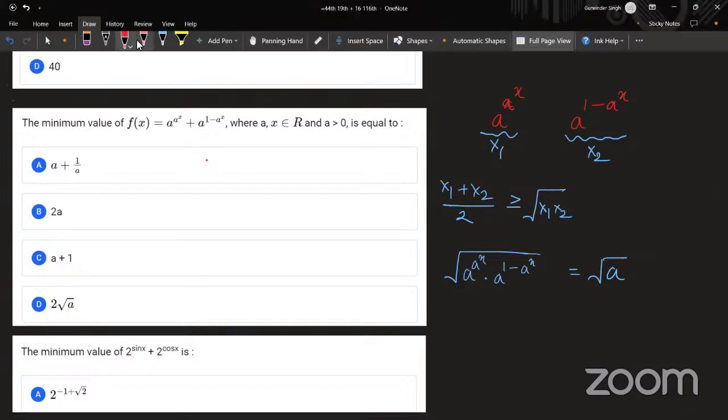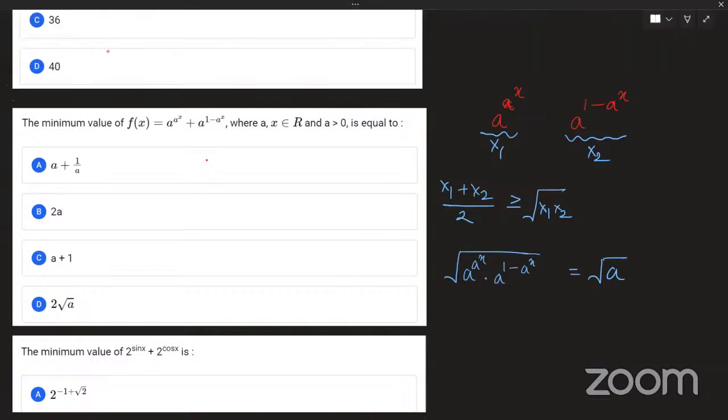Basic calculation. Got it, everyone? Yes. So now can you tell me what is the least value of x1 plus x2? What is the least value of x1 plus x2? 2 root 2, sir. Correct. 2 root 2.